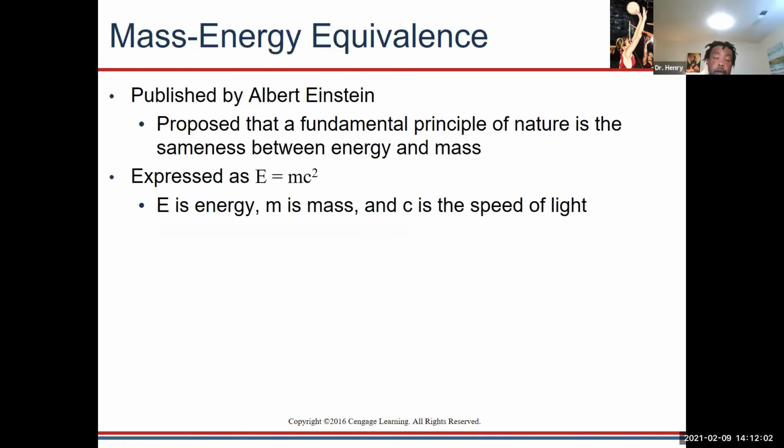Okay. So remember, we talked about energy. E represents energy, m represents mass, and c represents, in this case, the speed of light. We can also say that kinetic energy is going to be 1/2 mv squared, where v is velocity.